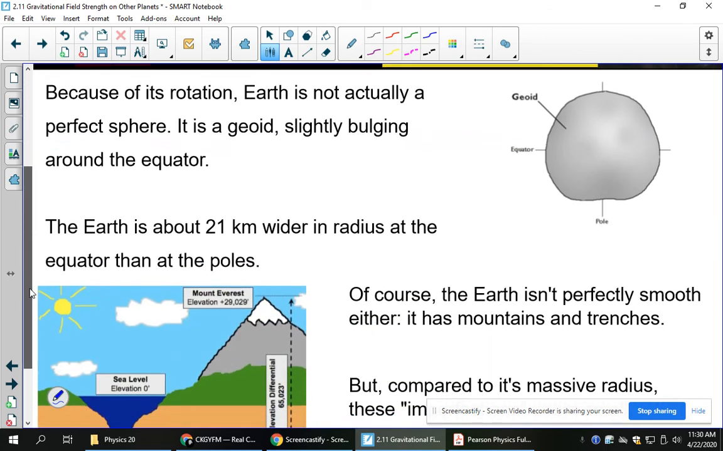Although a globe that you look at in a classroom is a perfect sphere, the Earth is not actually a perfect sphere. It's something called a geoid that slightly bulges around the equator. So this shape is actually larger at the equator than it is at the poles. It kind of flattens out. So since it's larger, that means really you're higher above sea level than you actually would be if it was a perfect sphere. So the Earth is about 21 kilometers wider at the equator than it is at the poles.